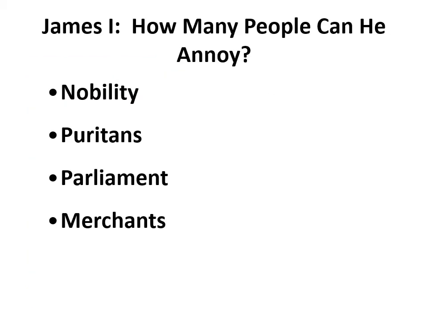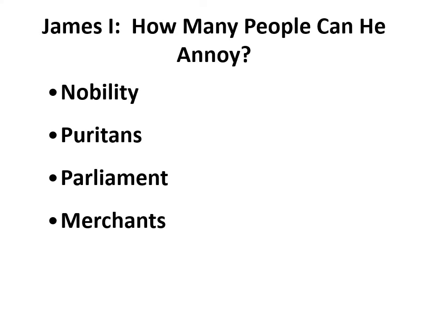James I annoyed pretty much everybody while he was on the throne. He annoyed the nobility because he constantly needed money, had a hard time getting it, and so he would force the nobles to give him loans. And, well, they didn't really like this that much. And they discovered it's really hard to say no to the king. At the same time, he did try to win over the nobility by giving many of them new offices and titles.